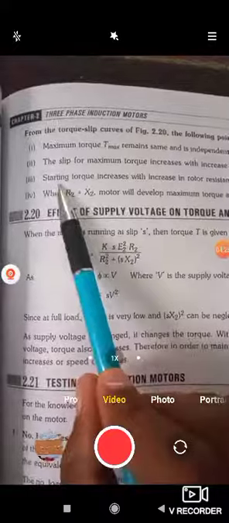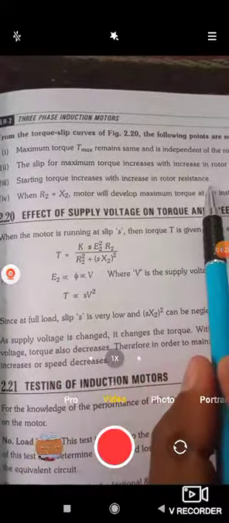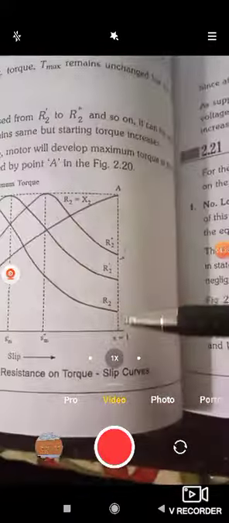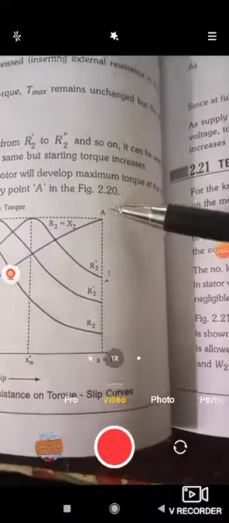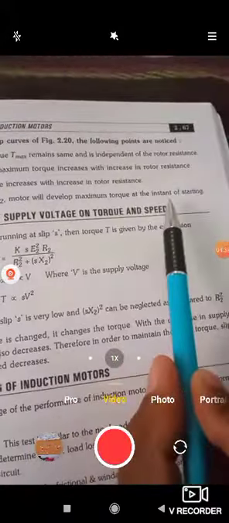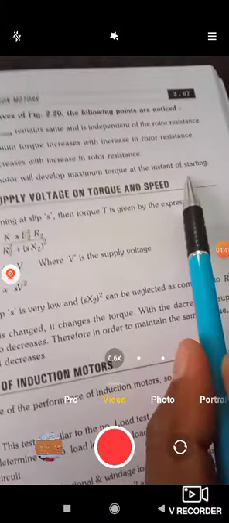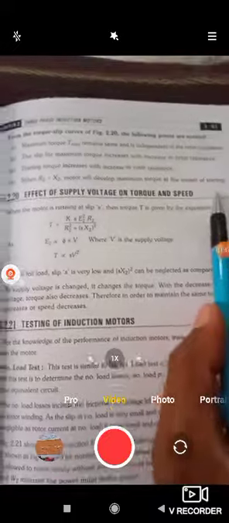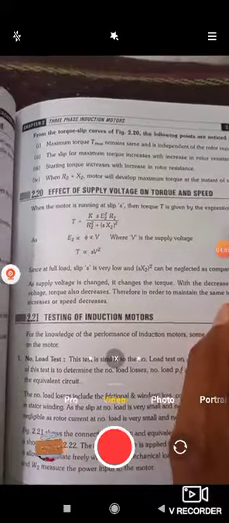Now the third point: starting torque increases with increase in rotor resistance. Starting torque is increasing with rotor resistance. When R2 equals X2, the motor will develop maximum torque at the instant of starting.